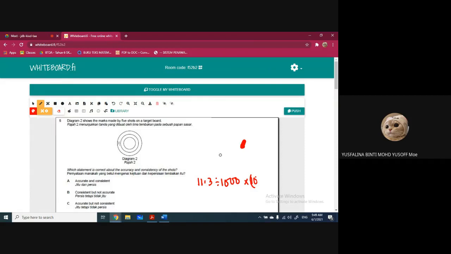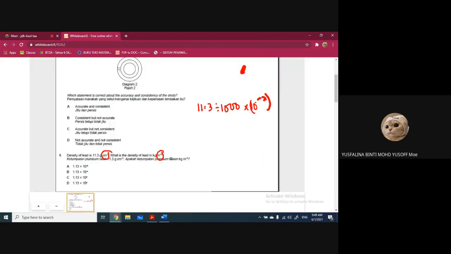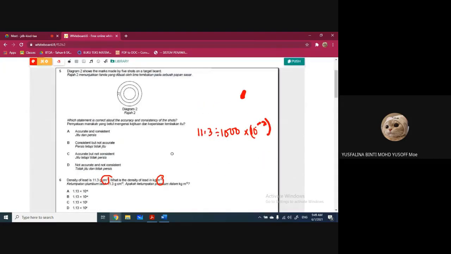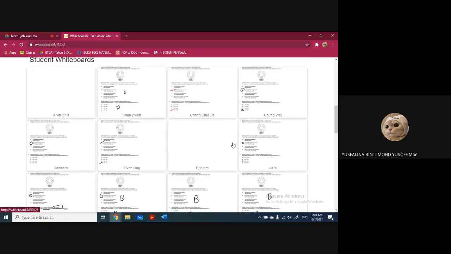Okay, so negative 2. And then you can see the power here is negative 3, right? So this one also should be the power of negative 3. So you will get 11.3 divided by 1000, multiplied by 10 power of 6. And then you just use your calculator. So you will get the answer D. Alright, so number 6, the answer is D.